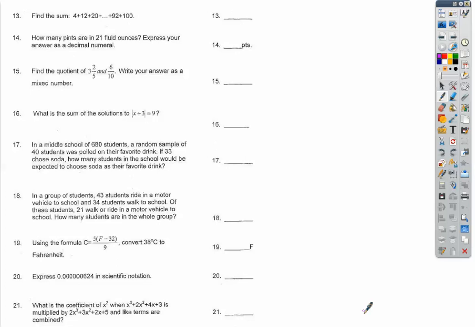Alright, so this is Mathletics Competition 1, 2012-2013, page 2, no calcs. So find the sum of a sequence.